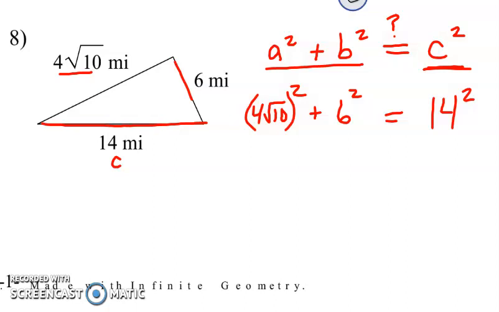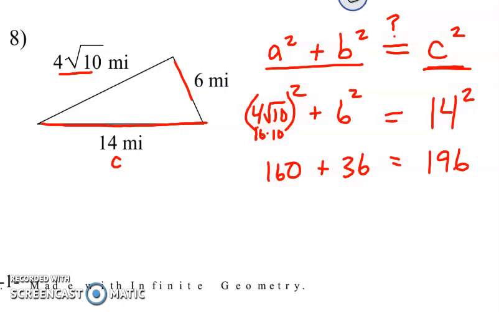So when I take 4 times the square root of 10 and square it, what I'm really doing is taking 4 squared, which is 16, and multiplying that by the square root of 10 squared, which is 10. And altogether 16 times 10 is 160. And then I go on to my next term, which is 6 squared. That's 36. And then 14 squared is 196.